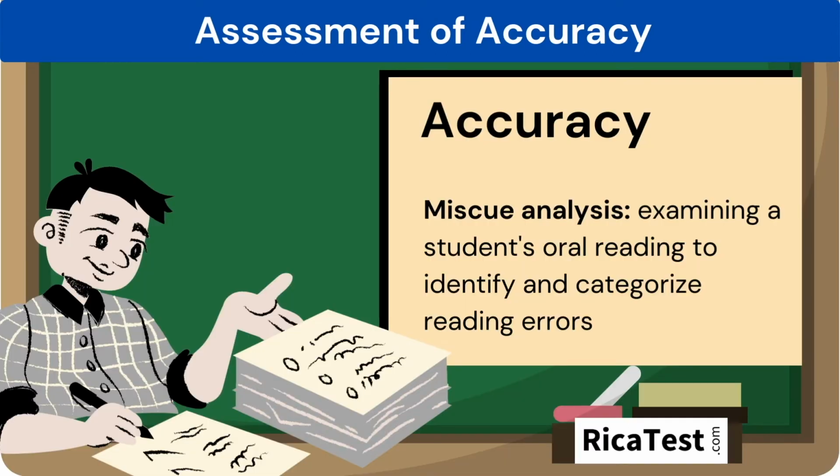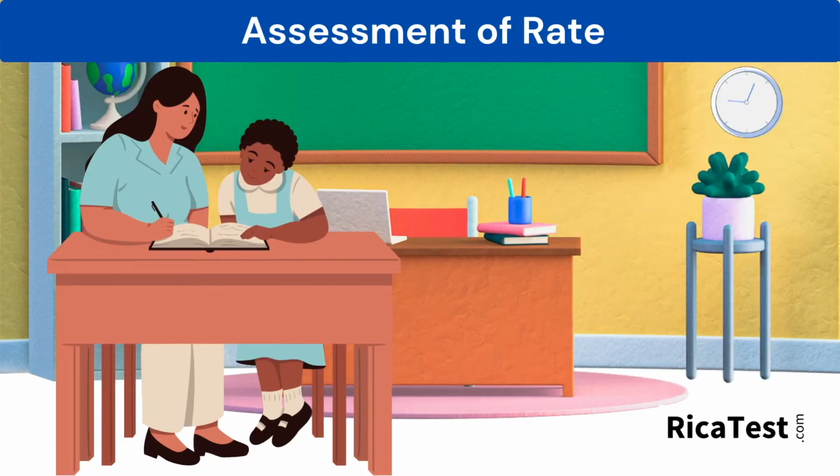Next, we have accuracy. In order to assess a student's reading accuracy, the teacher will use what's called miscue analysis, which is the process of examining a student's oral reading to identify and categorize reading errors. Note here that the paper used, the tool used to conduct the reading test, is called a running record. You're probably familiar with it, and it's the process of assessment called miscue analysis. Simply put, the student reads a story while the teacher listens and pays particularly close attention to reading errors, especially of patterns.